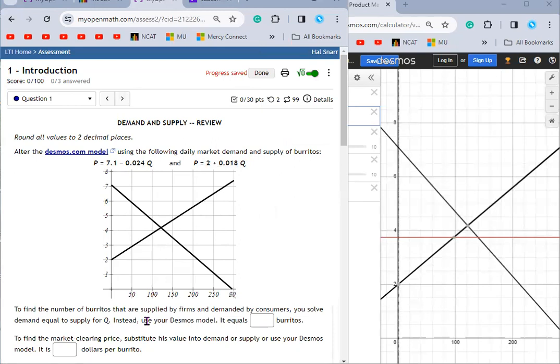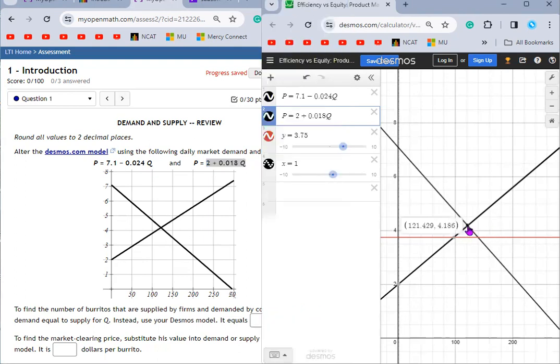Now, the first question you're being asked is you need to find the number of burritos. This is the burrito market, right? You need to find the number of burritos that are supplied by firms and demanded by consumers. And you solve demand equal to supply for the Q. So what you could do algebraically is set the right-hand side of demand equal to the right-hand side of supply, and solve that for Q. But since we have it in Desmos, all we have to do is click on the intersection of the 2 lines.